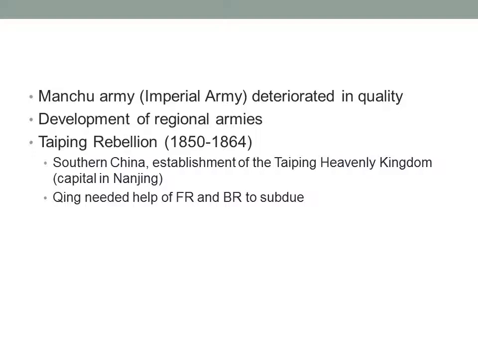You see, my math, it's good this time. And you can see there that they are unable to actually control the entire country. And the army has deteriorated to such a point that the Qing needs to ask for the help of France and Britain to subdue it. And in doing so, they actually give up some of their sovereignty to France and Britain.